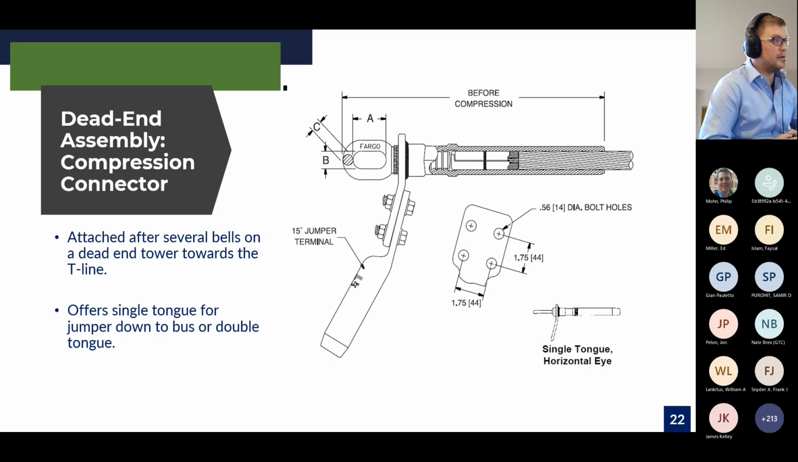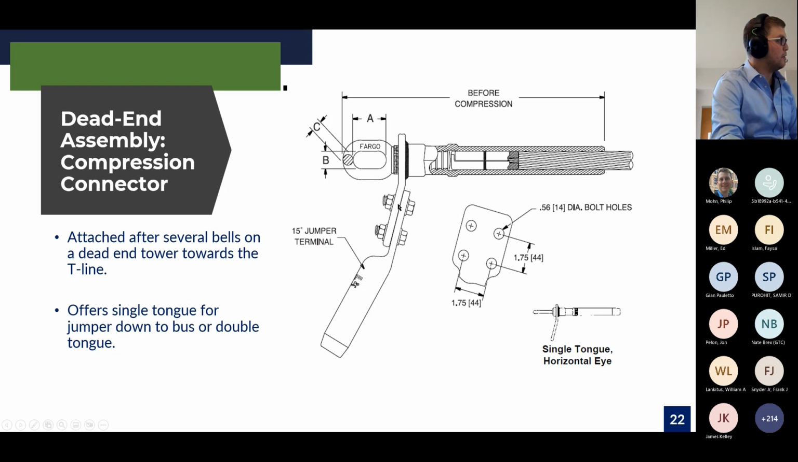This is the compression style dead end assembly, where again, this would connect to your insulators, your clevis, your Ys, and to the dead end structure. This would be your overhead transmission line coming out to here. And this is the example of a single tongue horizontal eye. You could actually have 2 tongues where one goes up and over top, if, say, this is a transmission line that wanted to have a down drop into the substation, but then go up over the dead end structure and continue onward if the circuit was to continue.